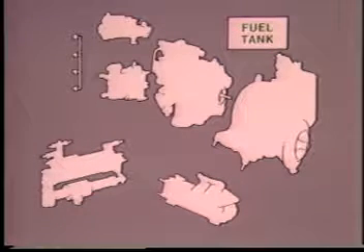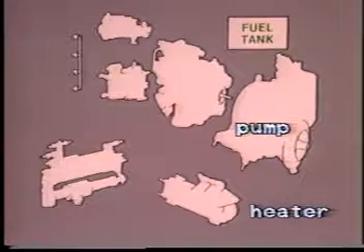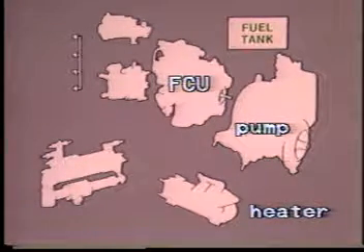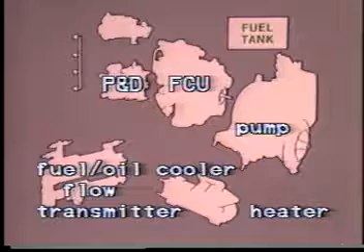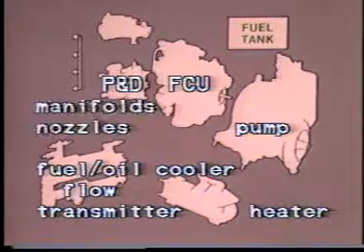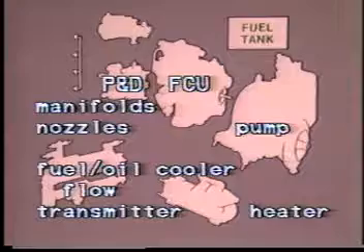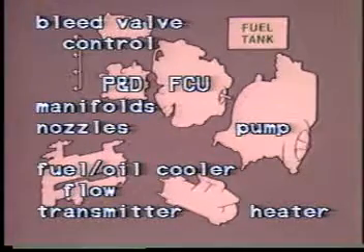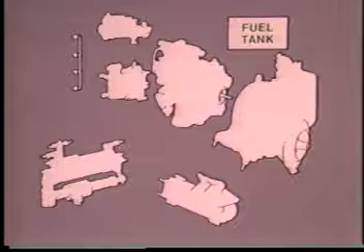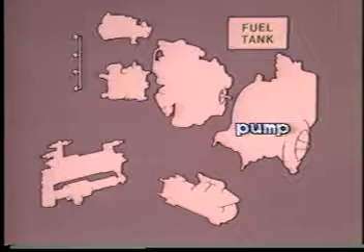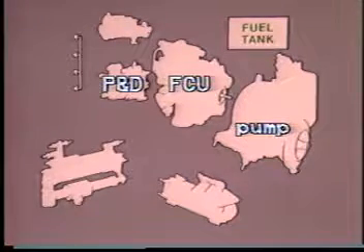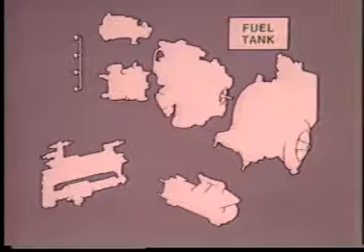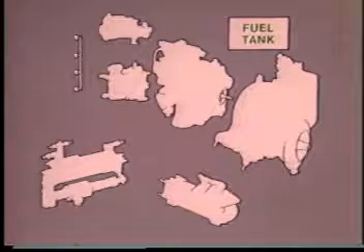In review, the 9 major components in the fuel system are the fuel pump, fuel heater, fuel control, fuel flow transmitter, fuel oil cooler, pressurizing and dump or P&D valve, fuel manifolds and fuel nozzles, and the bleed valve control. The components which have filters requiring inspection are the fuel pump, the fuel control, and the pressurizing and dump valve. Now to review the flow path in schematic form.